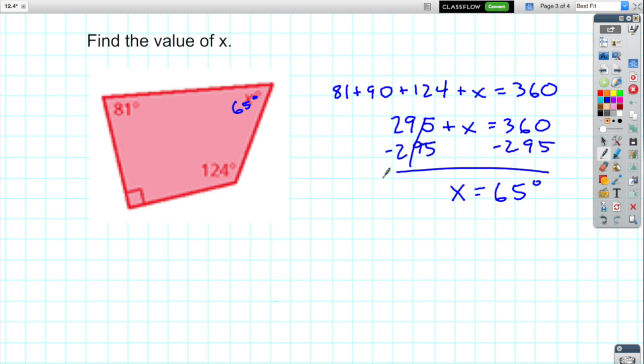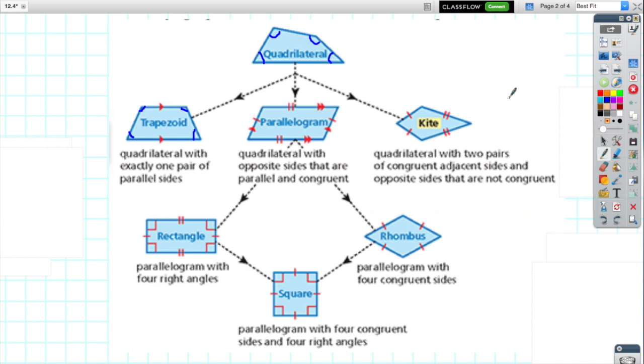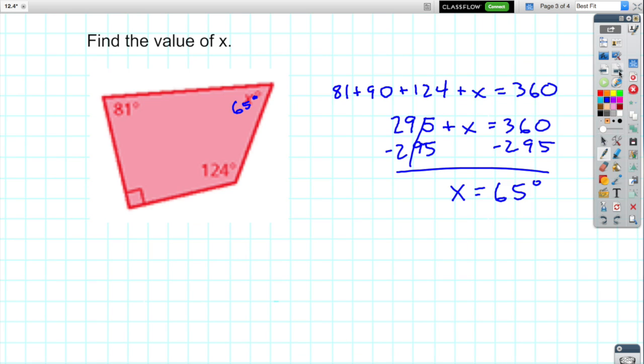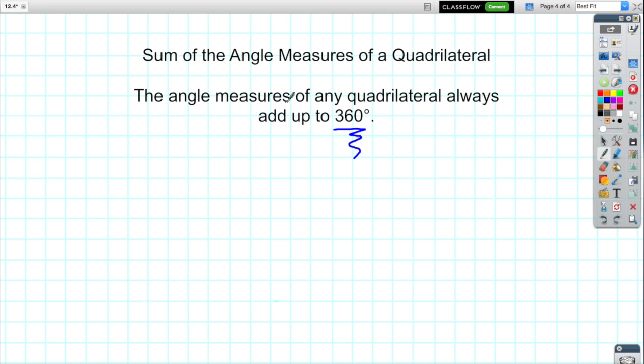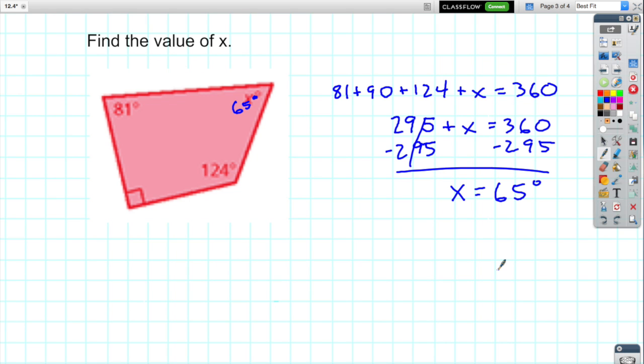All right, so that's the information we need to know about quadrilaterals: we have an organizational flowchart which tells us all the different types of quadrilaterals and how they do or don't relate to one another, and no matter which quadrilateral it is, the interior angle measures always add up to 360 degrees. So this is the information you're going to need to work with quadrilaterals.